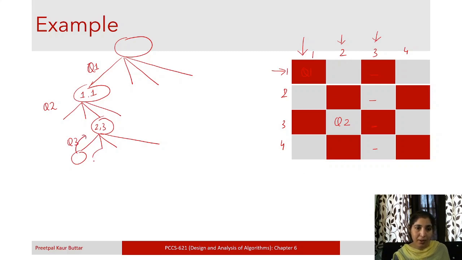Again we come here, we have to backtrack. We come here, we have to backtrack. We come here, we have to backtrack. Okay, so it means this 2 comma 3 is not giving us a feasible solution. Okay, so we have to backtrack. From here, when we backtrack at 1 comma 1, it means we have solved for queen 1.